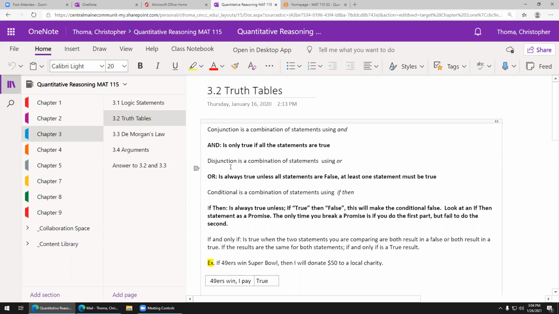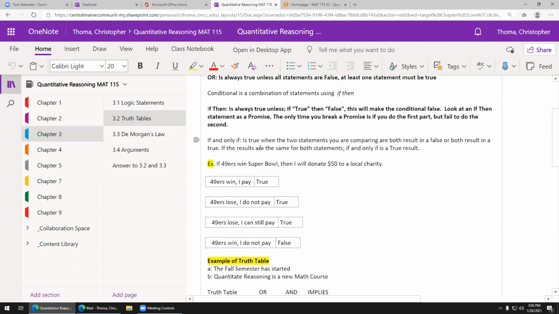Conditional is a combination of statements using if-then, which is the implies. So an if-then is always true unless the if is true, then false. If it falls in that order, this will make the conditional false. The way the book says it, look at it like a promise. The only time you break a promise is if you do the first part, but fail to do the second. If and only if is true when the statements you are comparing both result in false or both result in true.